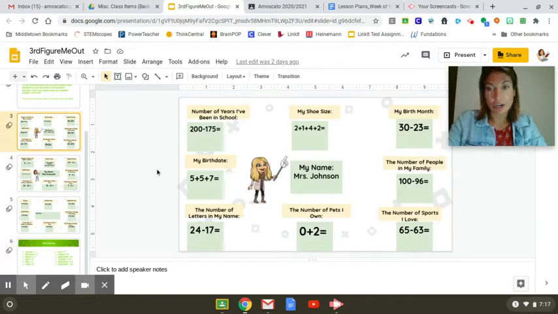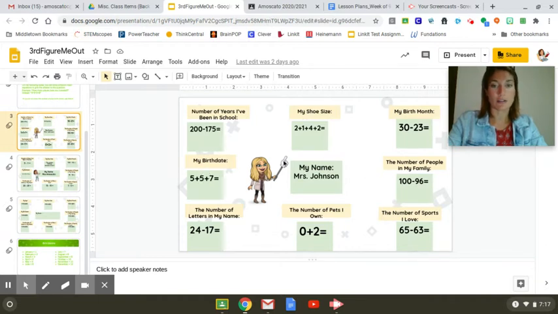So this is Mrs. Johnson's example. She has number of years I've been in school. To figure this out, you would do 200 minus 175 and say what it equals. And if you want to try and solve these, go ahead. Her shoe size, she did 2 plus 1 plus 4 plus 2. Her birth month, 30 minus 23. Her birth date, 5 plus 5 plus 7.